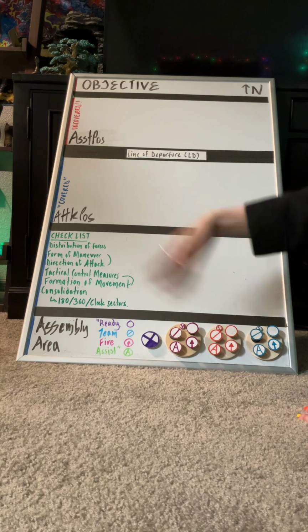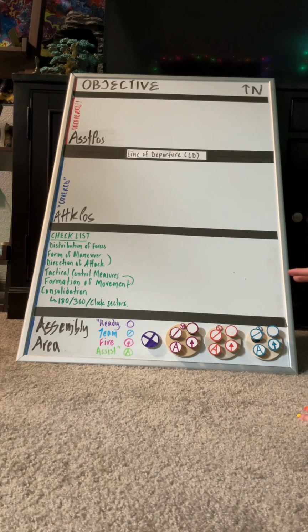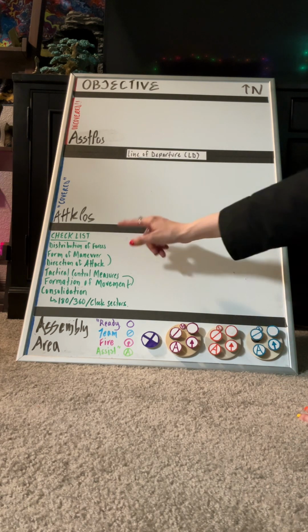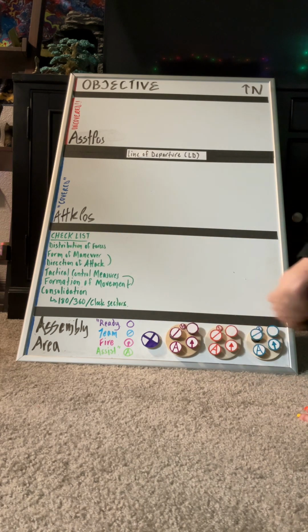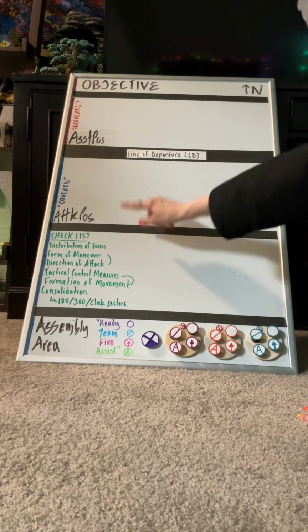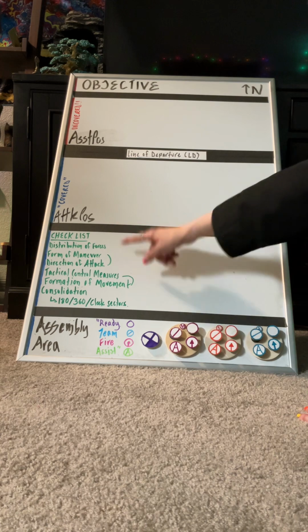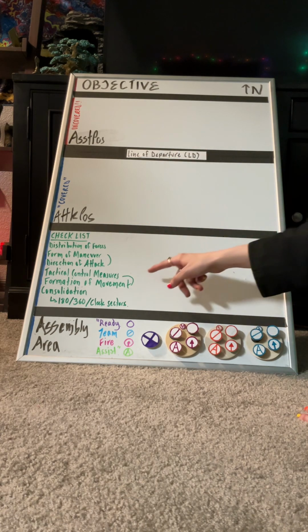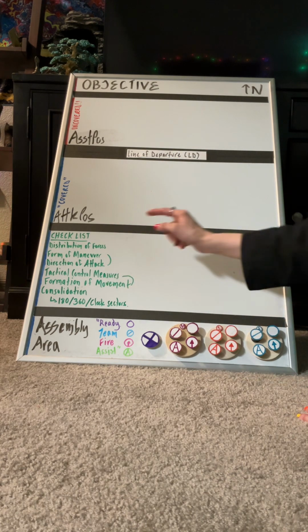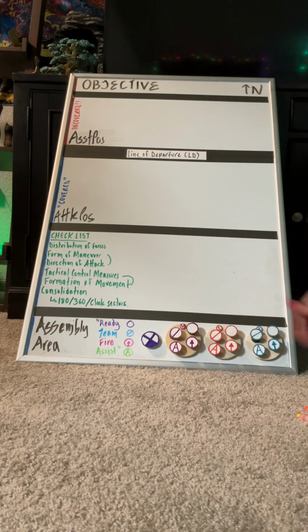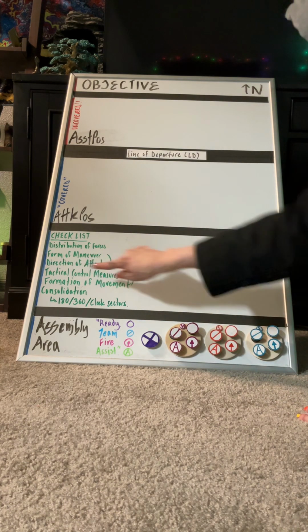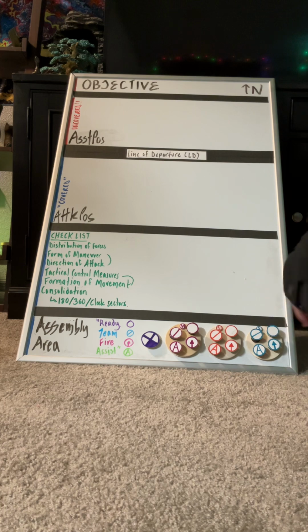So there are six portions of the offensive schema of maneuver, and we'll break it down, and then we'll break down what this is. So it's distribution of forces, form of maneuver, direction of attack, tactical control measures, formation of movement, consolidation, and then those are just the two consolidations. So before we get into that, we're going to go over what this means, and we're going to start with the formation of movement.